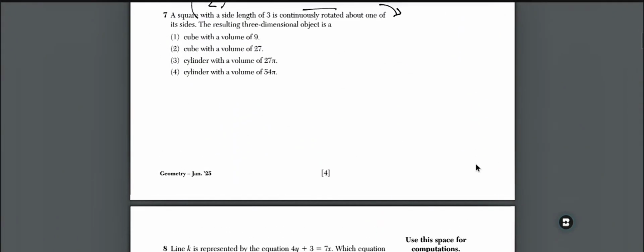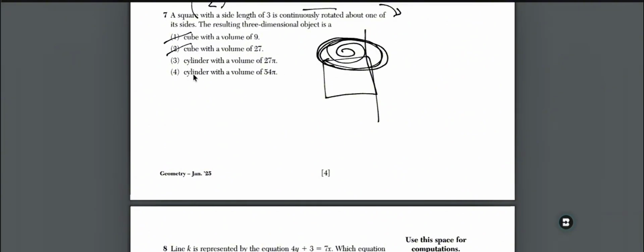Question number 7 says, a square with a side length of 3 is continuously rotated about one of its sides. The resulting three-dimensional object is, so I have a square, right? And it's being rotated along one side. So I'm constantly rotating it around one side. What it forms is a circular base. So if it forms a circular base, I know that I'm going to be forming a three-dimensional cylinder.